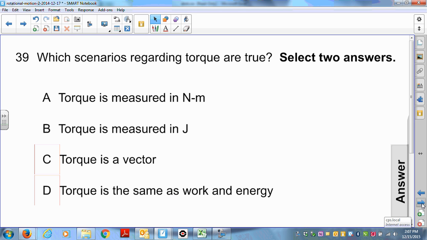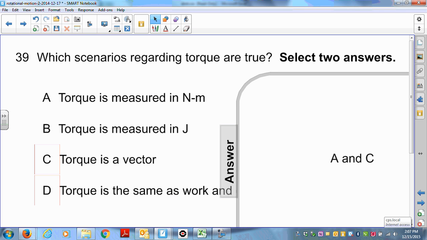Which statements regarding torque are true? Select two. A: Torque is measured in Newton meters. B: Torque is measured in joules. C: Torque is a vector. D: Torque is the same as work and energy. Go ahead and pause the video if you need to.